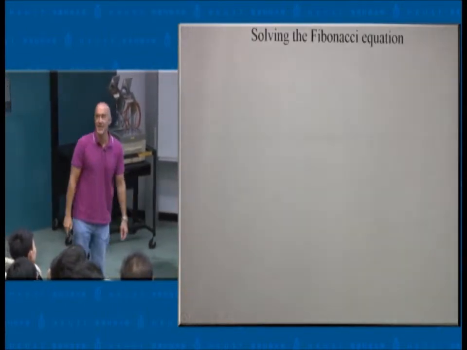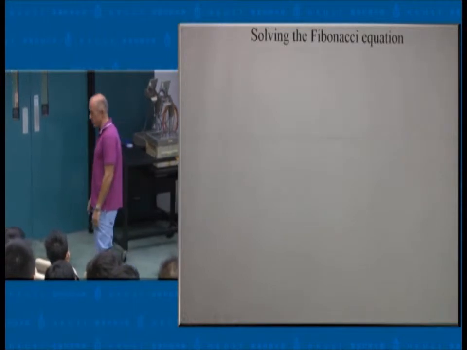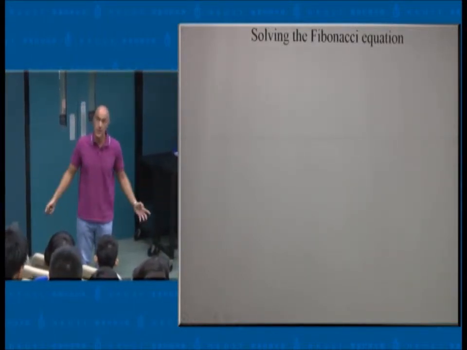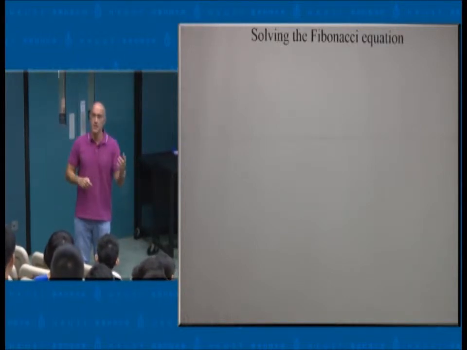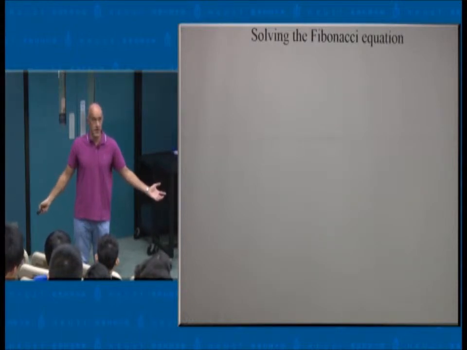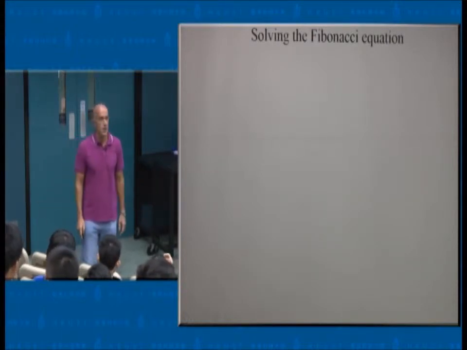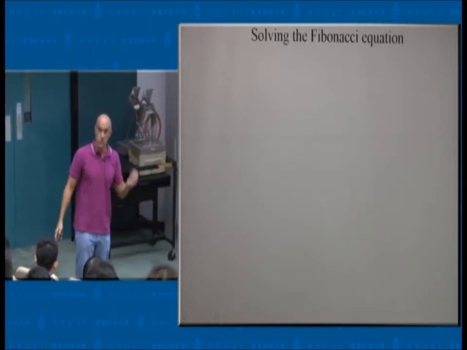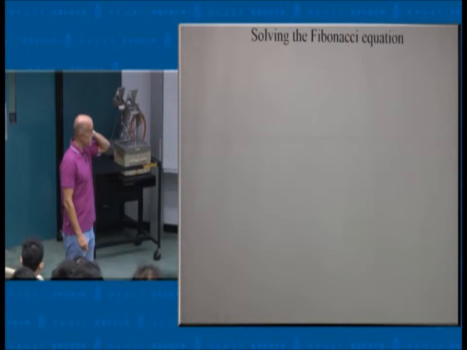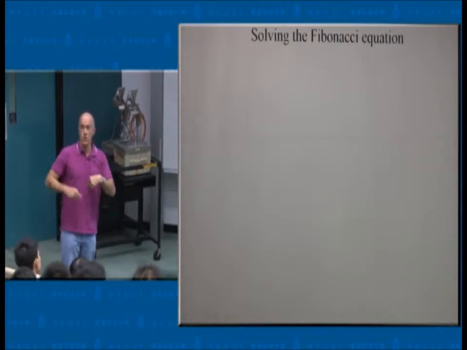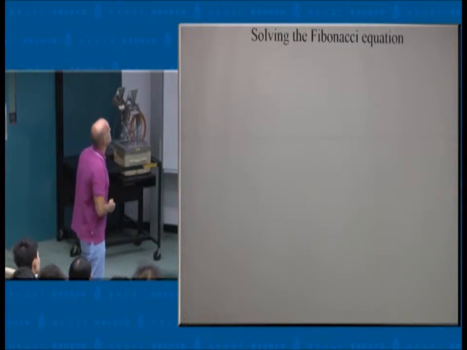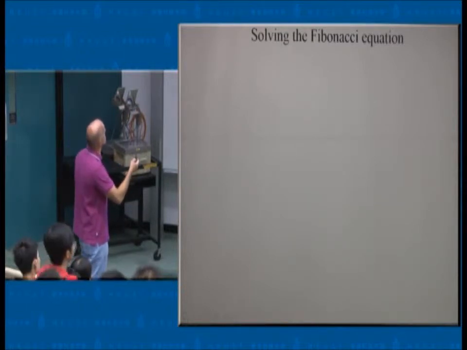Okay, so let's solve the Fibonacci equation. You can actually solve it completely. So you can determine A sub n as a number. Okay, you can get a complete solution. I won't go through the mathematics to find the complete solution. But instead, I'll show you an approximate solution. Okay? So how do we get the approximate solution?